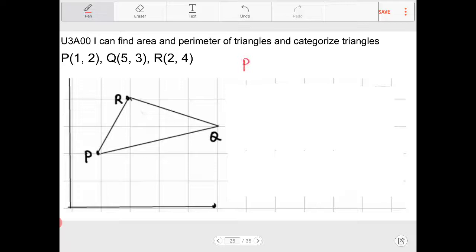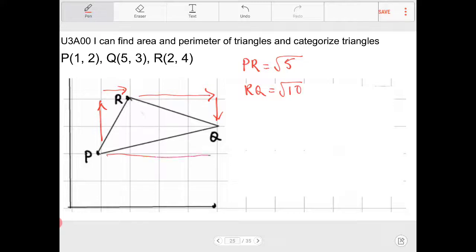So we're going to find out what PR is. For the length of PR, we're going to go up 2 and over 1. So immediately this is going to be the square root of 5 because it's 2 squared plus 1 squared. For QR, we're going to go over 3 and down 1. So QR will be the square root of 10. And then for PQ, we're going to go over 4 and up 1. So PQ will be 4 squared plus 1 squared, and this is going to be the square root of 17. So this is going to be scalene again. Triangle PQR is scalene because all the sides are different.